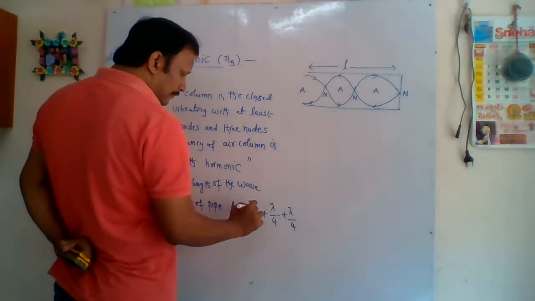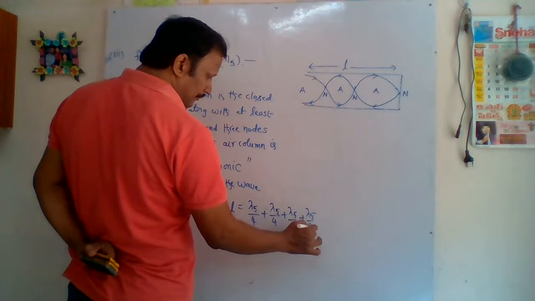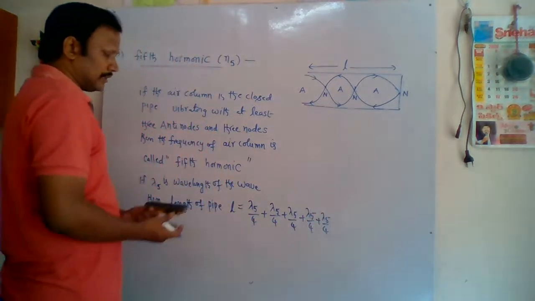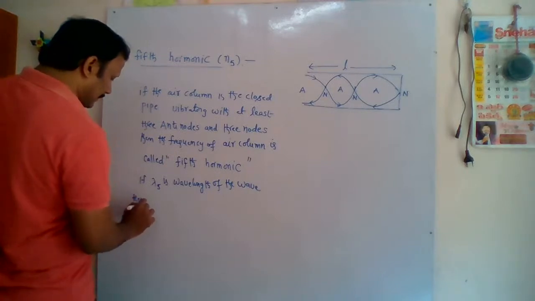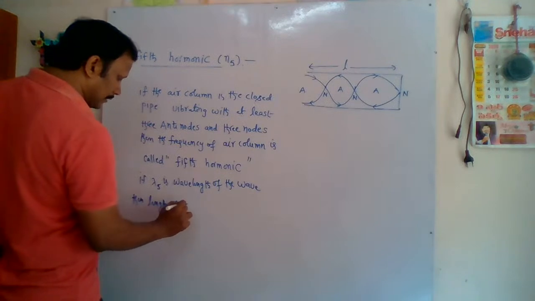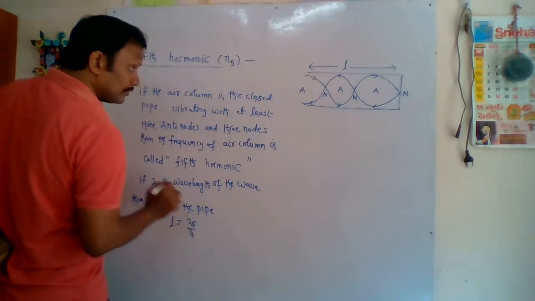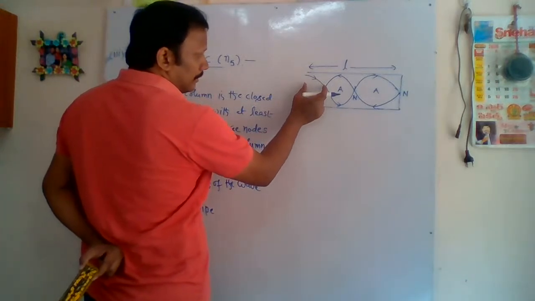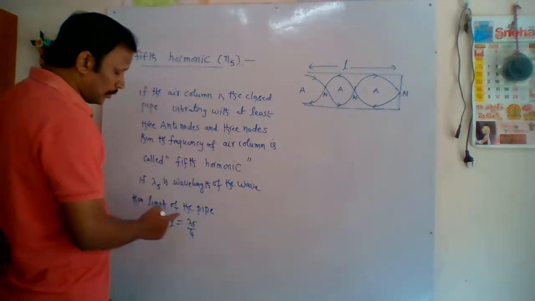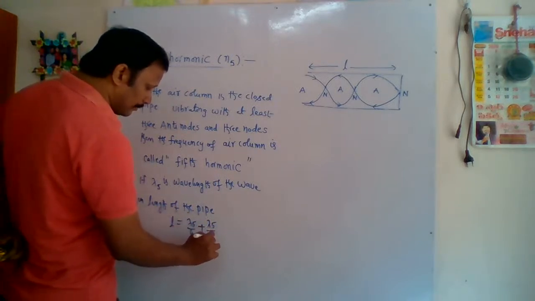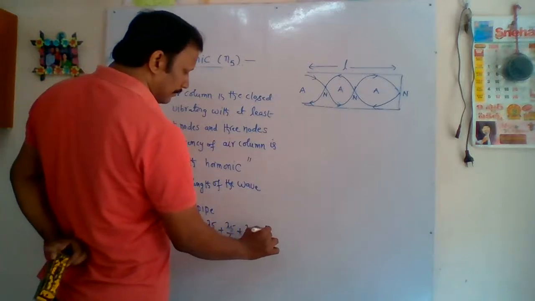So the length of the pipe L is equal to lambda 5 by 4 plus lambda 5 by 4 plus lambda 5 by 4 plus lambda 5 by 4 plus lambda 5 by 4, 5 of them. Here I am taking wavelength lambda 5.